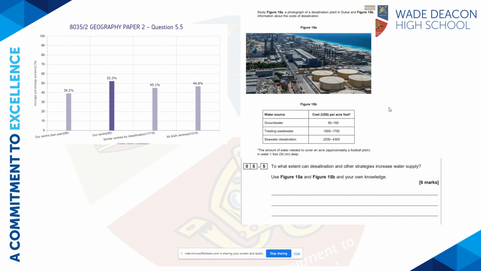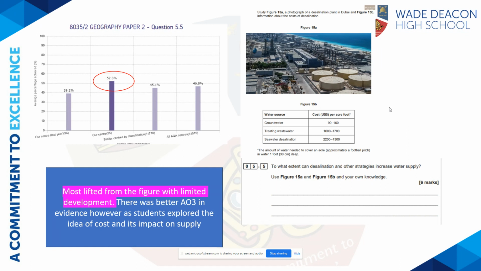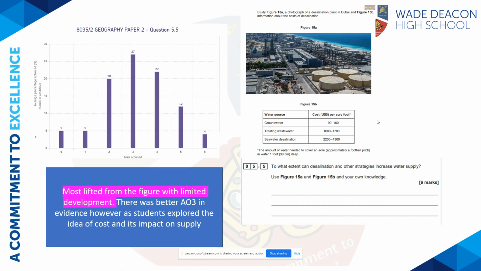5.5, to what extent can desalination and other strategies increase water supply? Use figure 15A, 15B, and your own knowledge. Above national average, most lifted the figure information, limited development, better AO3 in evidence. However, the students explored the idea of cost and its impact on supply. Maybe not understanding the word desalination as well probably hampered some of our students. So you can see there, 5 got 0, but only 4 got 6 marks. Again, majority in the level 2.